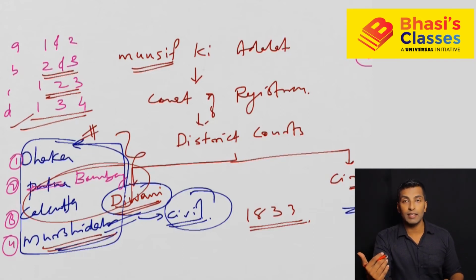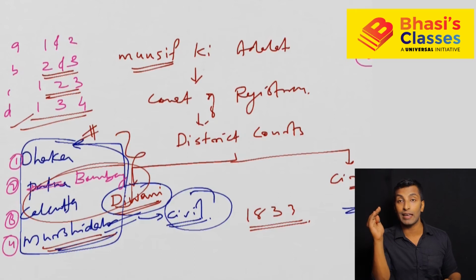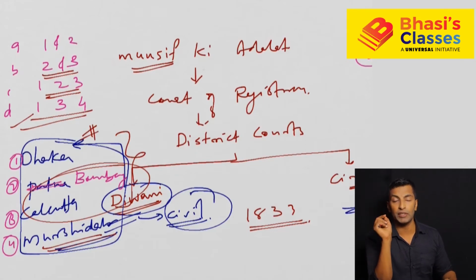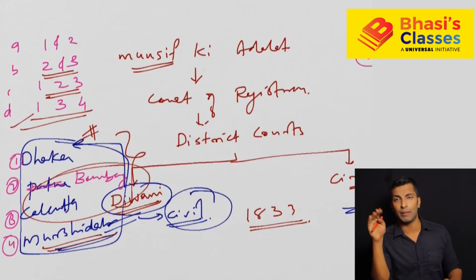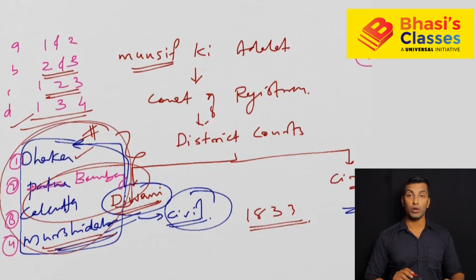So in the 1833 Charter Act, one point was that the 4 Diwani courts which were established by Lord Cornwallis at Dhaka, Patna, Calcutta and Murshidabad were to be abolished and instead a High Court was to be set up. That was one of the provisions, and later you can see High Courts were established in Bombay, Madras and Calcutta. So this is what you need to remember, 4 Diwani courts.